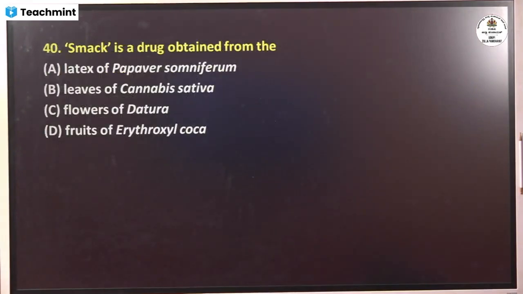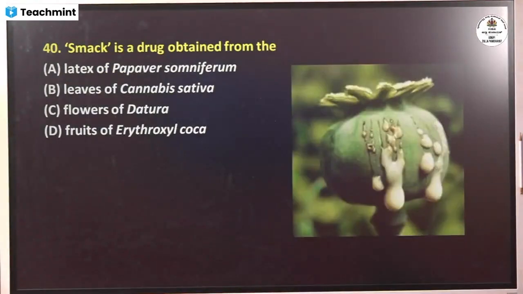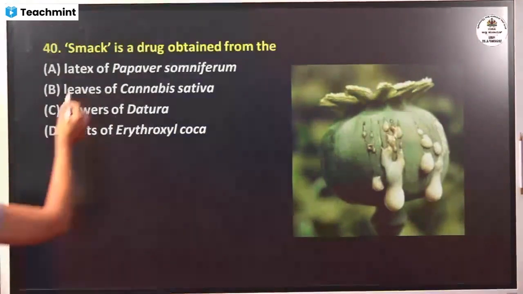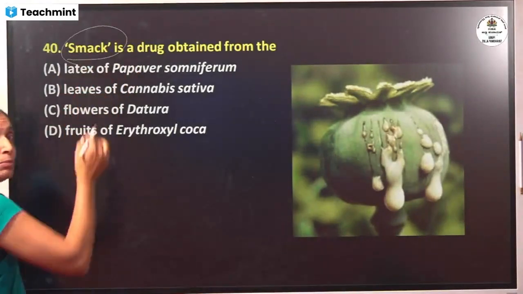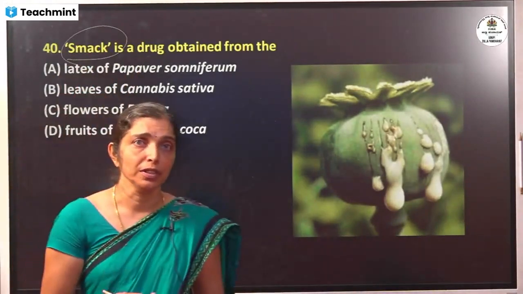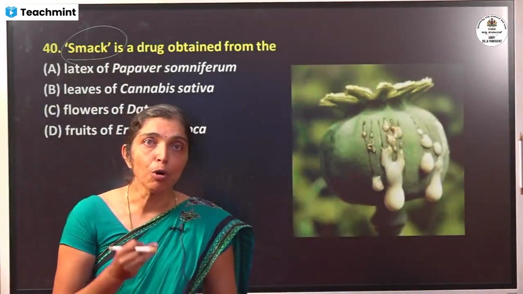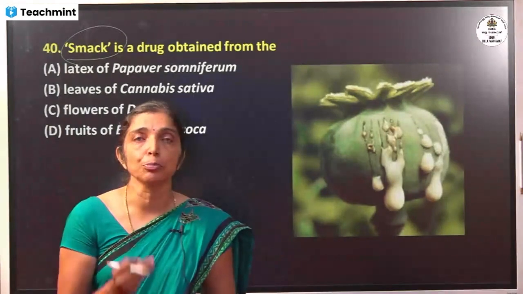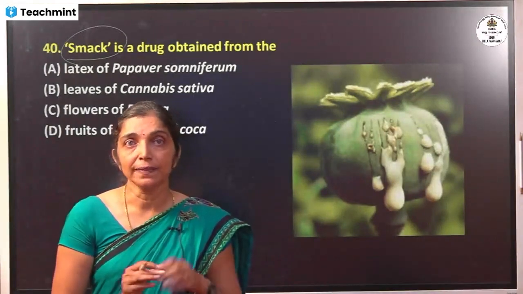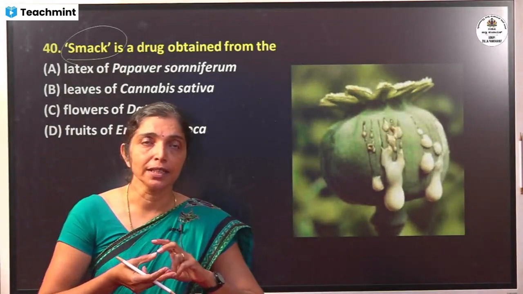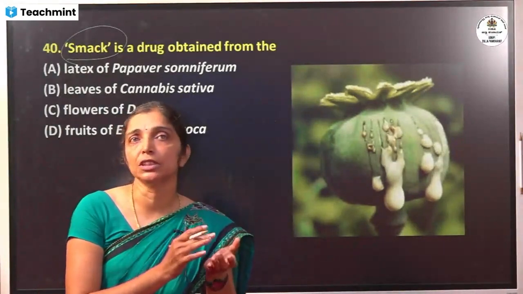Smack is a drug obtained from the latex of Papaver somnifera, leaves of Cannabis sativa, flowers of Datura, or fruits of Erythroxylum coca. So, where do you get it? Smack is nothing but diacetylmorphine. It is an acetylated version of morphine. Morphine is usually used as a potent painkiller, and that has been acetylated and transformed into a drug called smack.